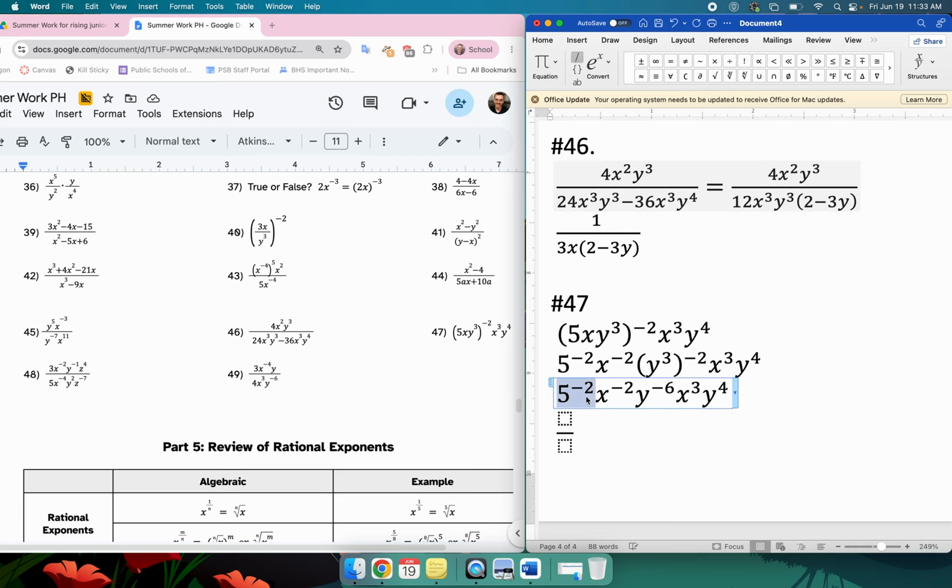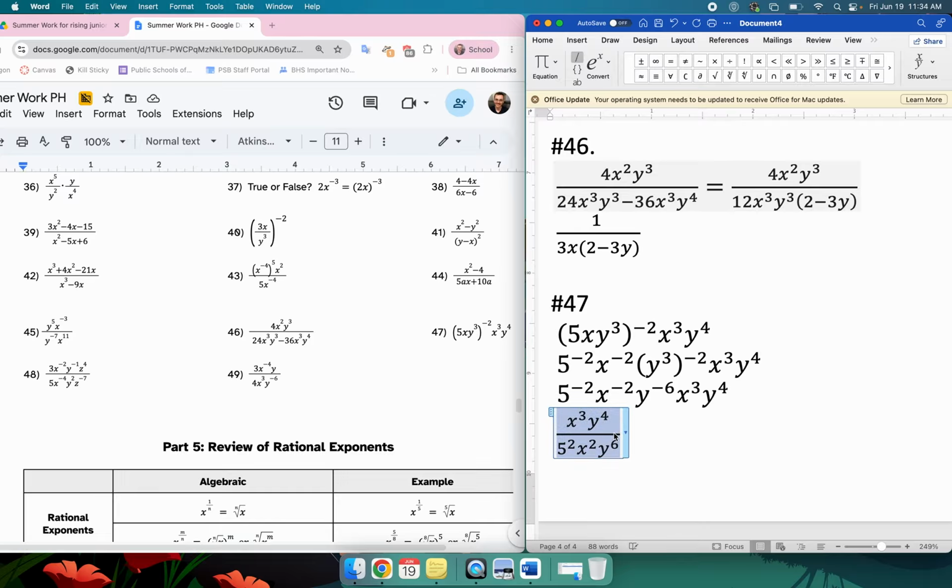The 5 is going to go into the denominator, and the exponent becomes positive. This guy is going to go into the denominator, and its exponent will become positive. This guy is going to go into the denominator, and its exponent will become positive. However, these two guys have positive exponents, so they stay exactly where they are.